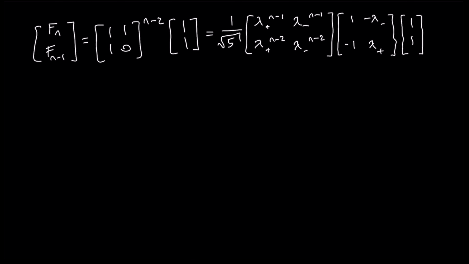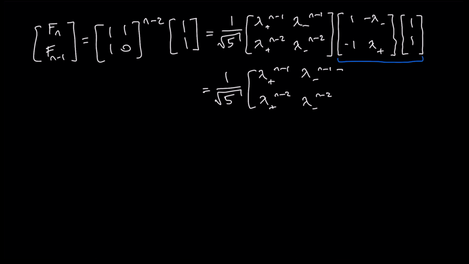So instead of doing that one next, I'm going to do this matrix multiplication next, because that would be slightly simpler. So I get 1 over the square root of 5, lambda plus n minus 1, lambda plus n minus 2, lambda minus n minus 1, lambda minus n minus 2. And then let's do that matrix multiplication. I get 1 minus lambda minus and minus 1 plus lambda plus as a column vector.